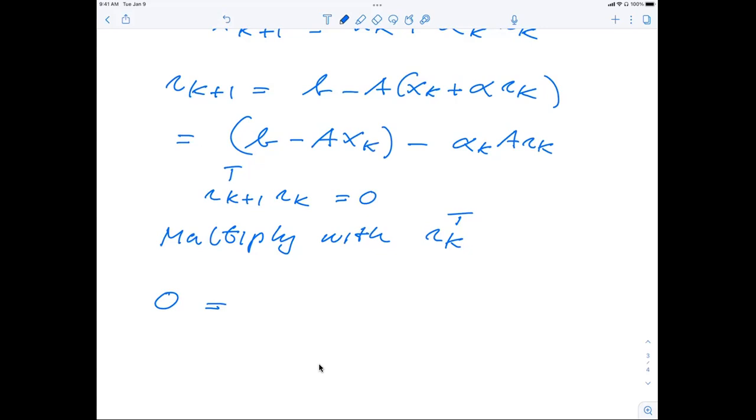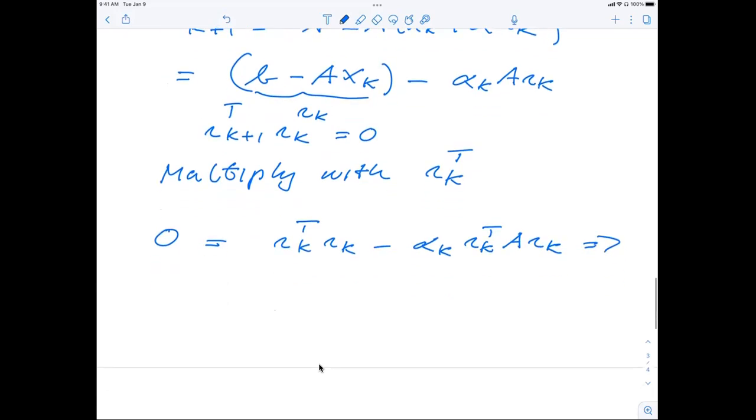So remember that if you look at this term here, this is actually r of k. This is the definition of r of k. So we would have r k transpose multiplied with r k minus alpha k of r k transpose multiplied with the matrix A and multiplied with r of k. And that gives us an expression for alpha of k, which is given by r k transpose times r k divided by r k transpose multiplied with the matrix A multiplied with r of k.